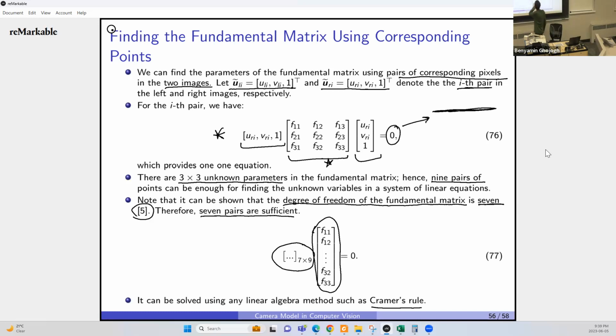Therefore, you can assume one of them, and the other one will be found based on that one. So this reduces the 9 unknowns to 8. Also, how do we go from 8 to 7? I think this is the reason. One of them here is the 1.